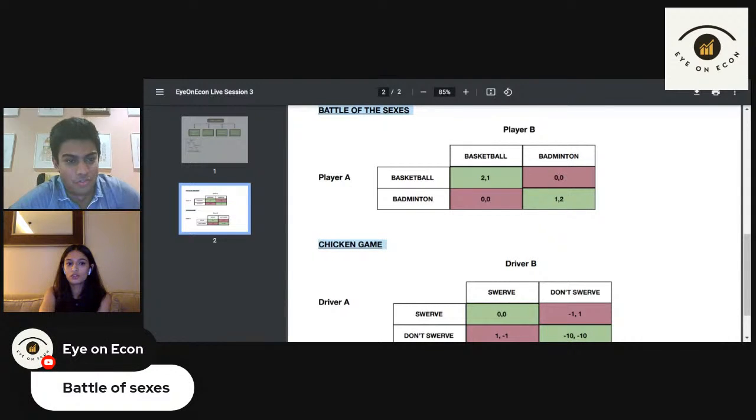Viren, you want to take over for the definition of Battle of the Sexes? Very well said, Sanaa. Very detailed explanation there.